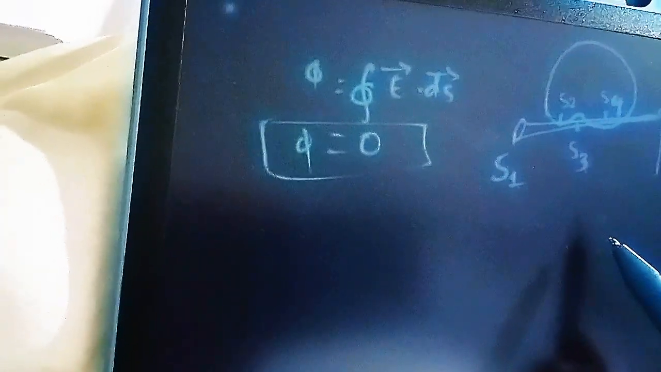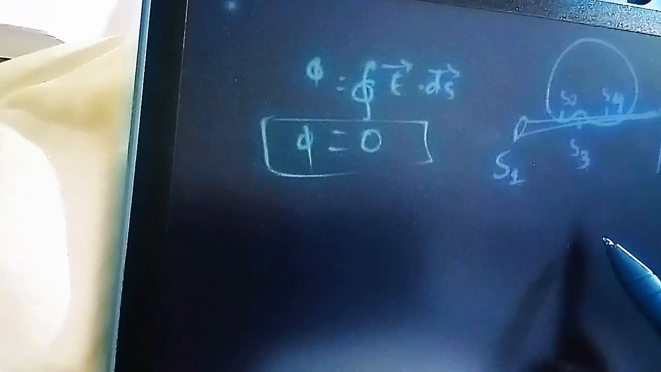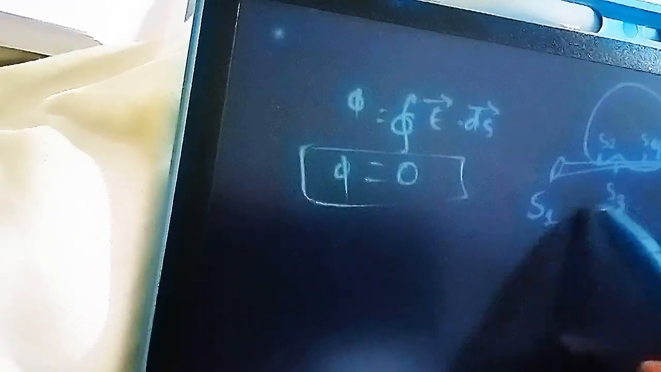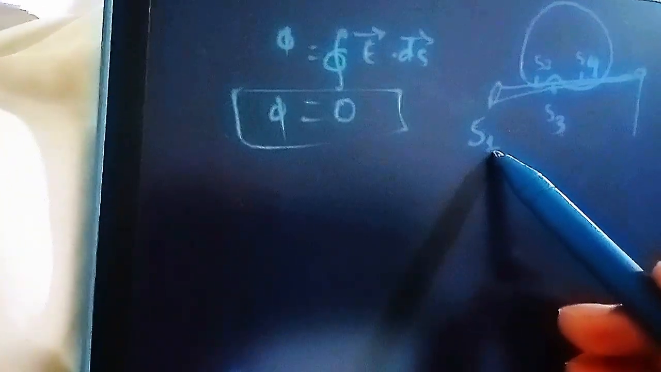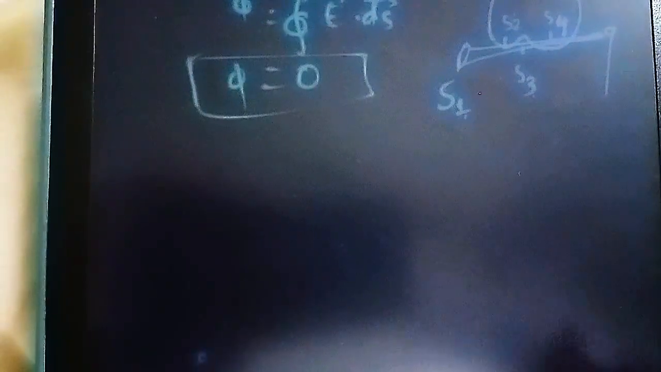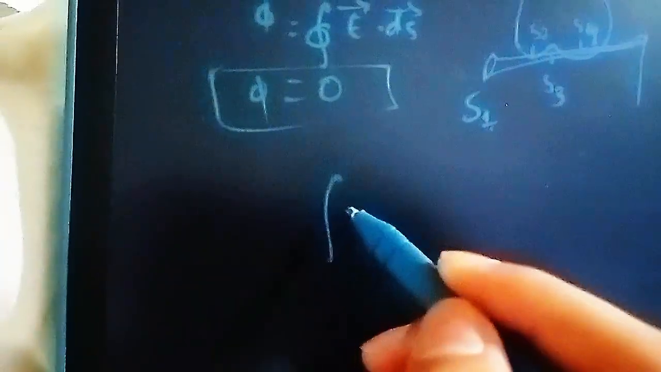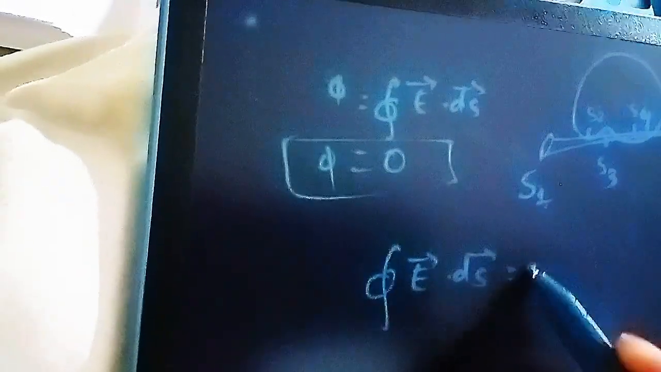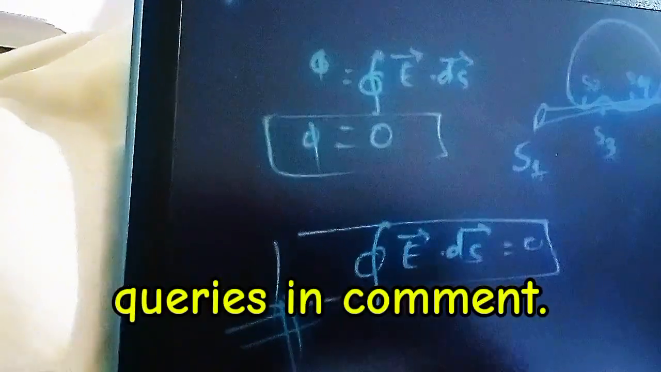The components of surface area at S2 and S4 are towards the charge, but S3 and S1 are away from the charge. And the contributions of the pairs of components of surface area S1, S3 and S2, S4 are equal and opposite. So the surface integrals of both cancel each other. Hence, we can say the cyclic integral of E dot ds vector is equal to 0.